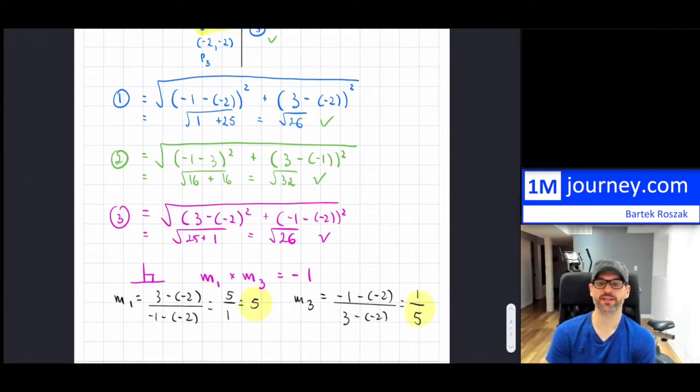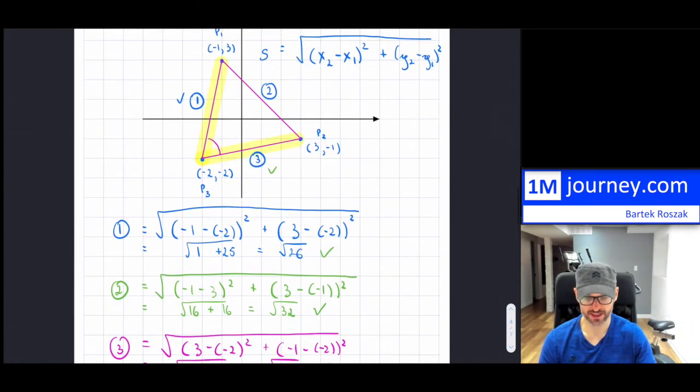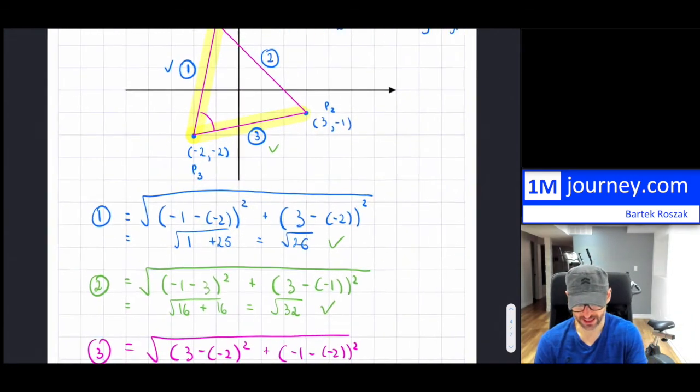So there we have it. We have our slopes, which is 5, and then the other one is 1 over 5. Notice when we multiply them, we will get 1, but we will not get -1, which would have shown us that they're actually at a right angle. So this triangle is simply just an isosceles triangle. So that's what we have in here. So that's the first example.